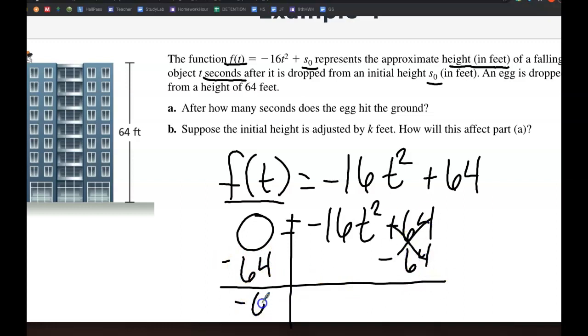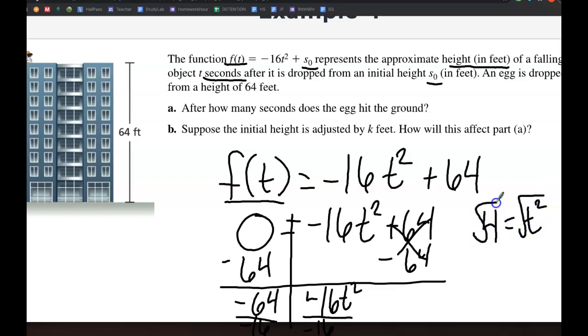So we'd have negative 64, and we'd have negative 16t squared. So then I'd divide by negative 16, divide by negative 16, and I'd get what? 4 equals t squared. How do you get rid of the square? Square root it. How many answers do you get when you take the square root of a number? 2. What would they be?